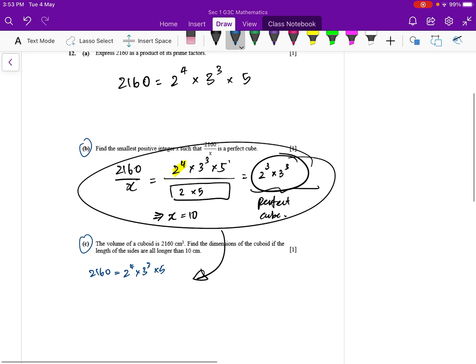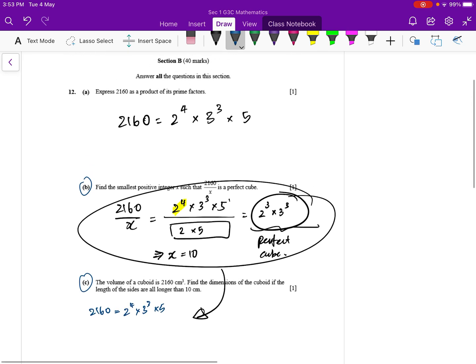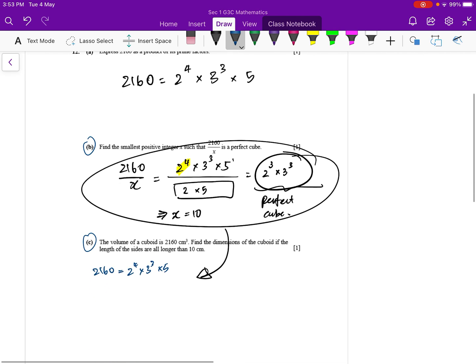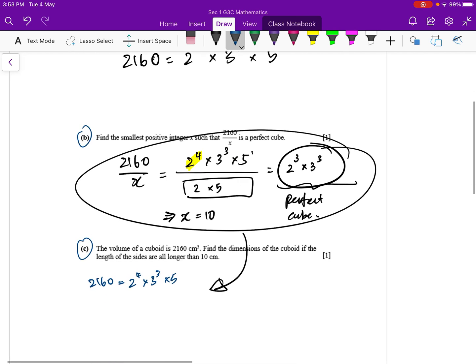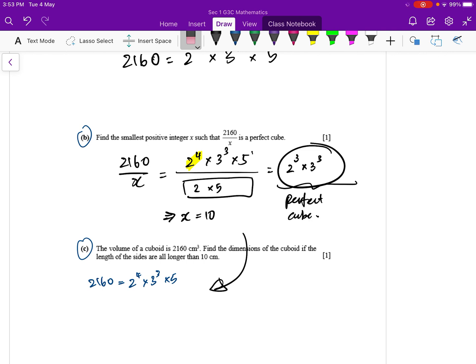Okay, this video is for the rest of the questions in section B for the 2019 media paper. So during the lesson in class, I wrongly mentioned that this working was for part C. So no, it is for part B. Okay, so now moving on to part C.